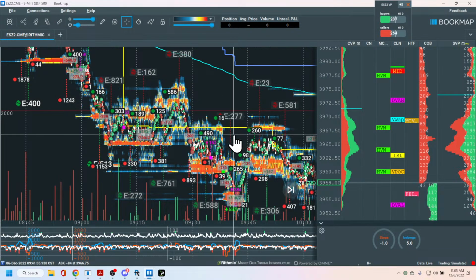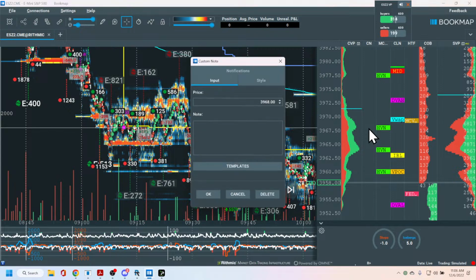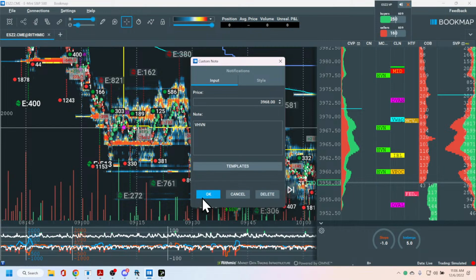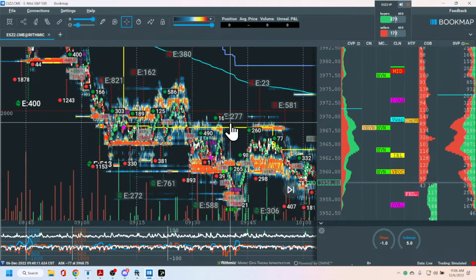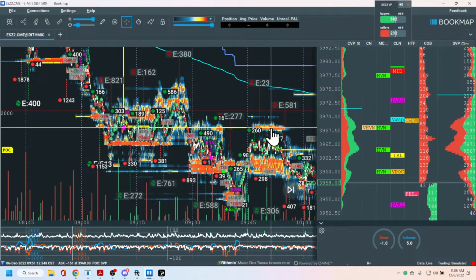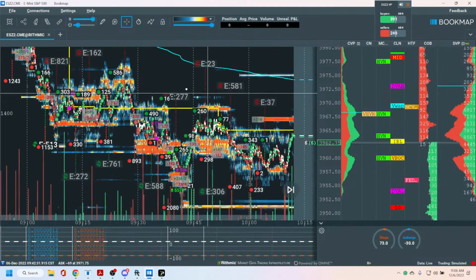So watch. VPOC migration, saying too high. We mark this. It becomes a VHVN, right? Variable high volume node. I am consistent. It's methodical and random. Remember, the whole thing is maybe. So this was too high. This is a reference point if we come back to it. Currently, this is retail. So chop, chop, chop, break low. Let's just see what it does. I don't know what it's doing.